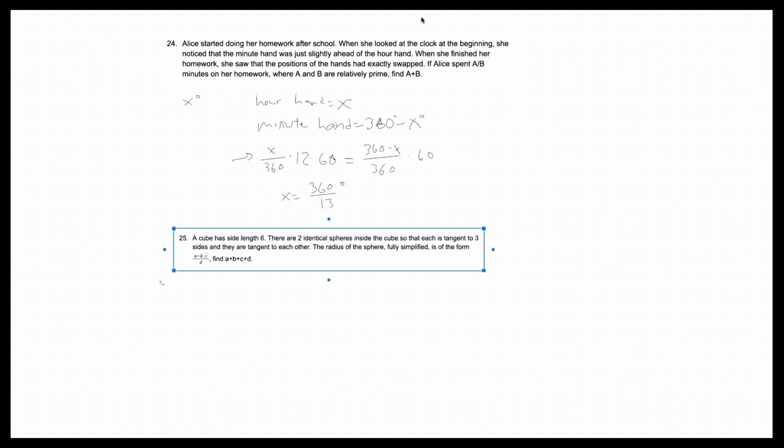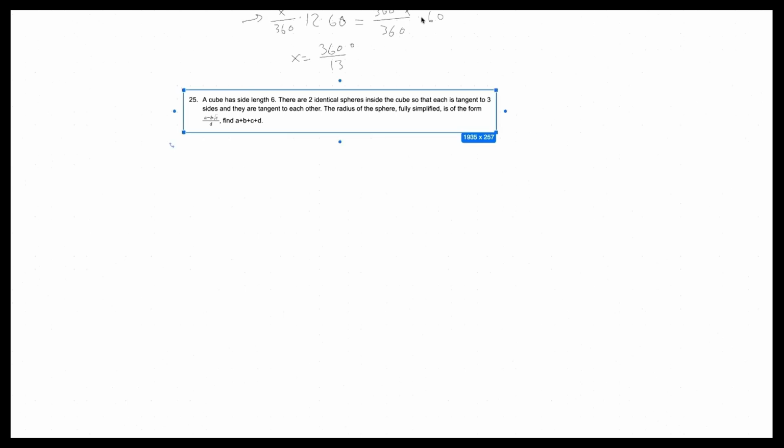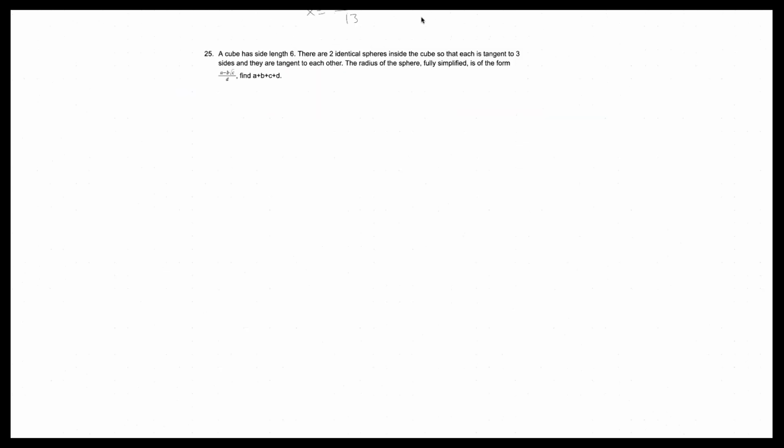Okay, so last question, question 25. A cube has side length 6. There are two identical spheres inside the cube so that each is tangent to three sides, and they are tangent to each other. The radius of this sphere, fully simplified, is whatever, and then you find A plus B plus C plus D. I actually don't know how to draw this diagram over here.